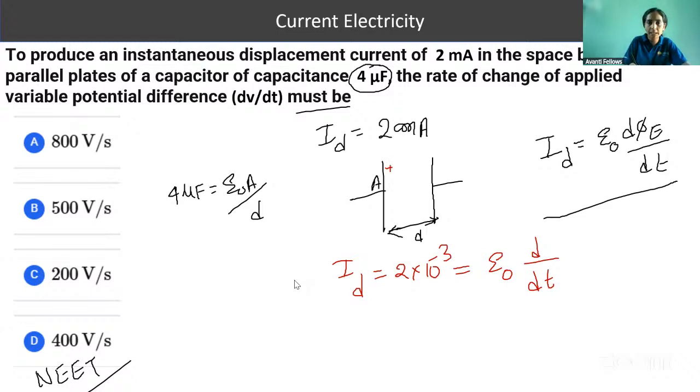So if this plate is having positive charge and this plate is having negative charge, then there is electric field in this region, right? And in this region, how much flux is there? Any cross section here will have the same area as the area of the plate. So flux through any segment in between the plates of the capacitor will be equal to E into A, where E is the electric field.